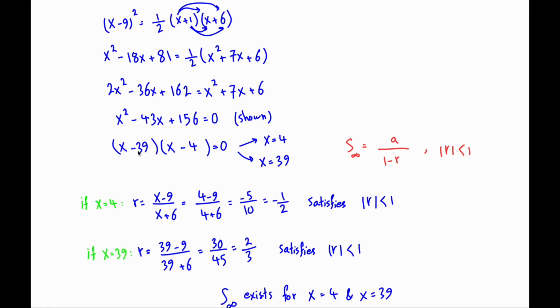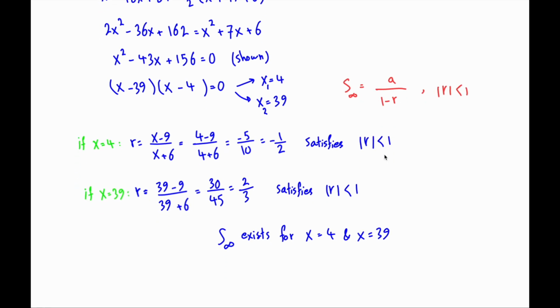You can use the quadratic formula as well, but I think it's a very easy factorization case. I'm looking for 2 numbers. Their product is positive 156 and their sum is negative 43. Those numbers are -4 and -39. Having said that, x1 is 4 and x2 is 39. Now, if we want the sum to infinity to exist according to the formula, the absolute value of the common ratio should be less than 1.